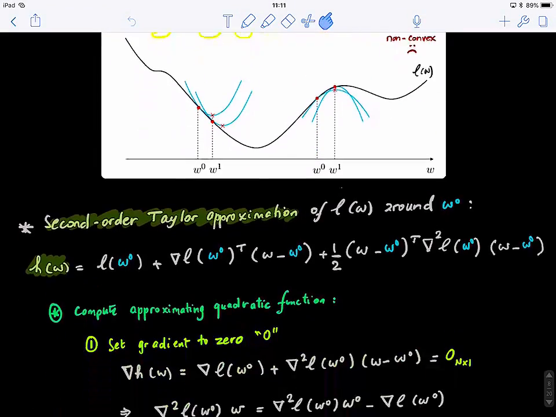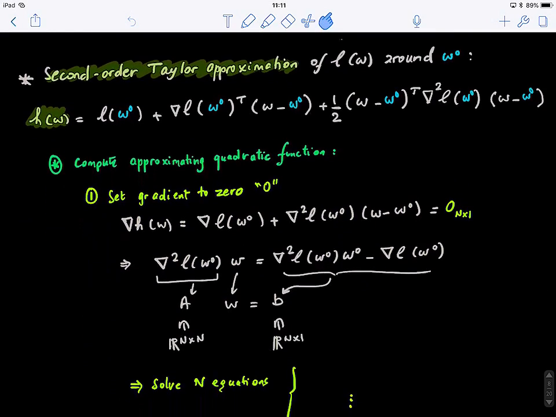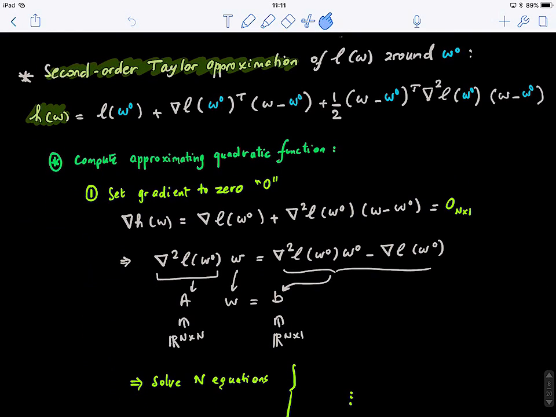Okay, cool. Now let's look at the maths. So how do we do this? So this is the second order Taylor approximation of our function around a point W0. So this quadratic approximation is only valid locally. This is why we call it a local approximation.